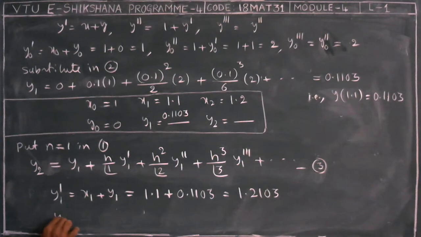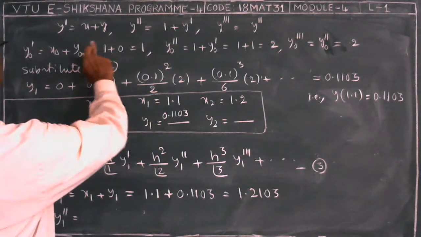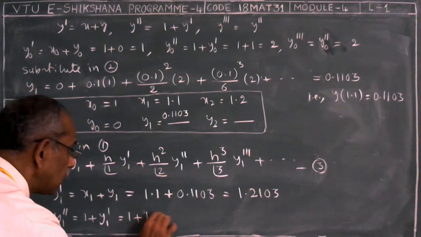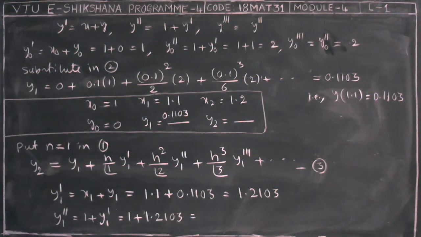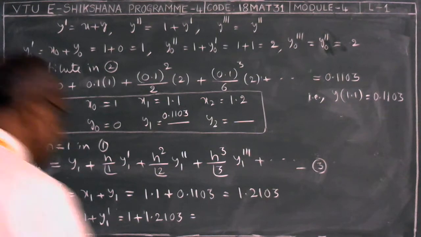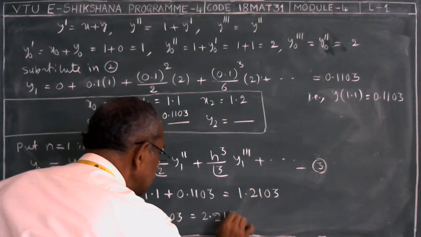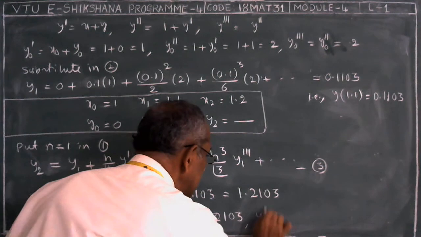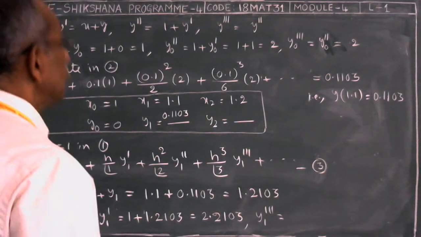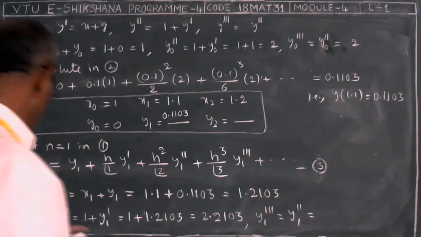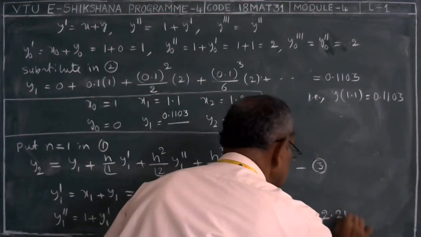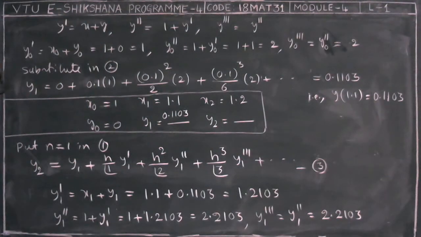Similarly, y1 double dash is 1 plus y1 dash. y1 dash is 1.2103, so this is 2.2103. Okay, this is y1 double dash. Now similarly, y1 triple dash is y1 double dash, which is 2.2103. So this is also the same thing, 2.2103. Now substitute all these values in the relation 3.